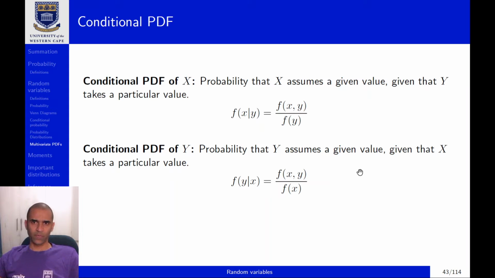Conditional PDFs. A conditional PDF is a probability that x assumes a given value, given that y takes a particular value. That's the conditional PDF for x. So in this case, in the definition up here, we have f of x given y equals the joint distribution f of x, y divided by the marginal distribution of y, and conversely for the conditional PDF of y.